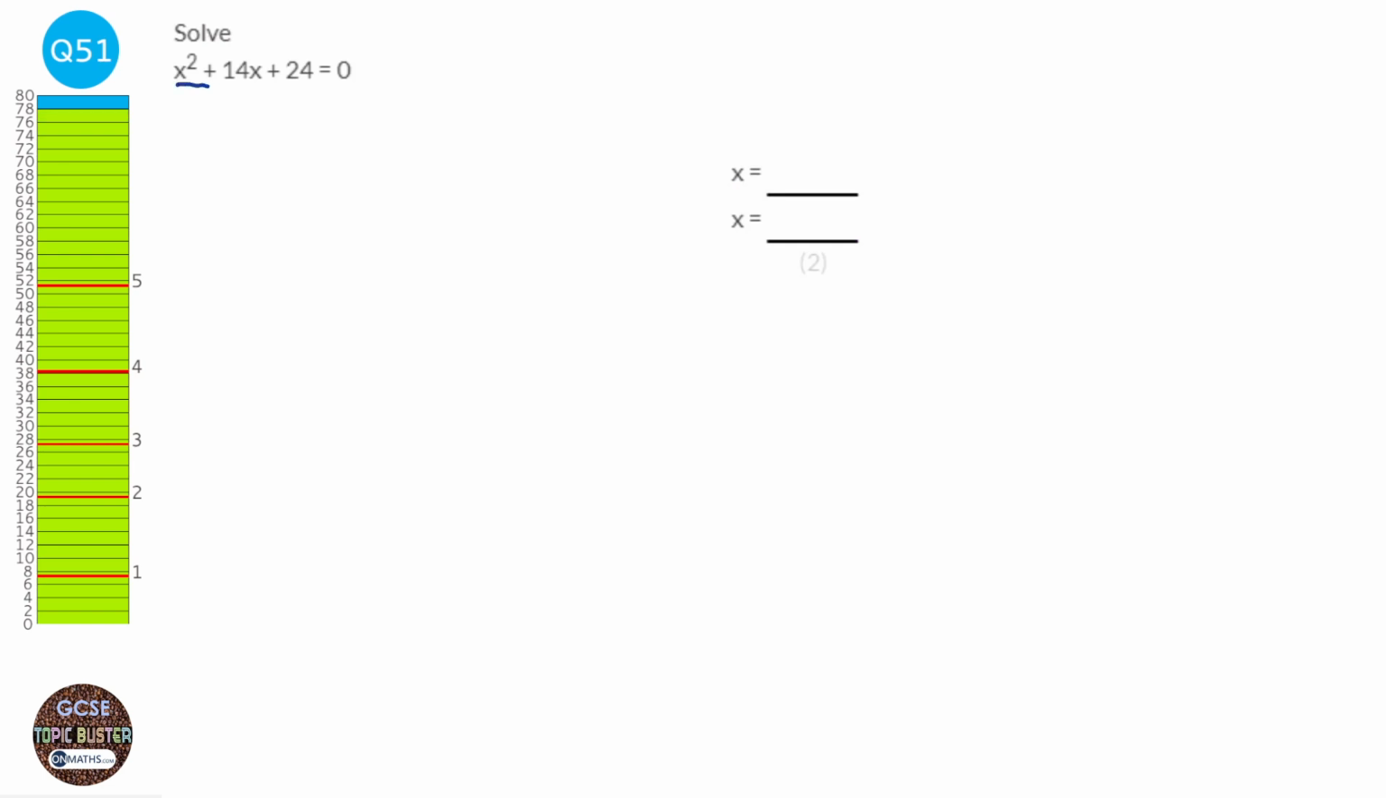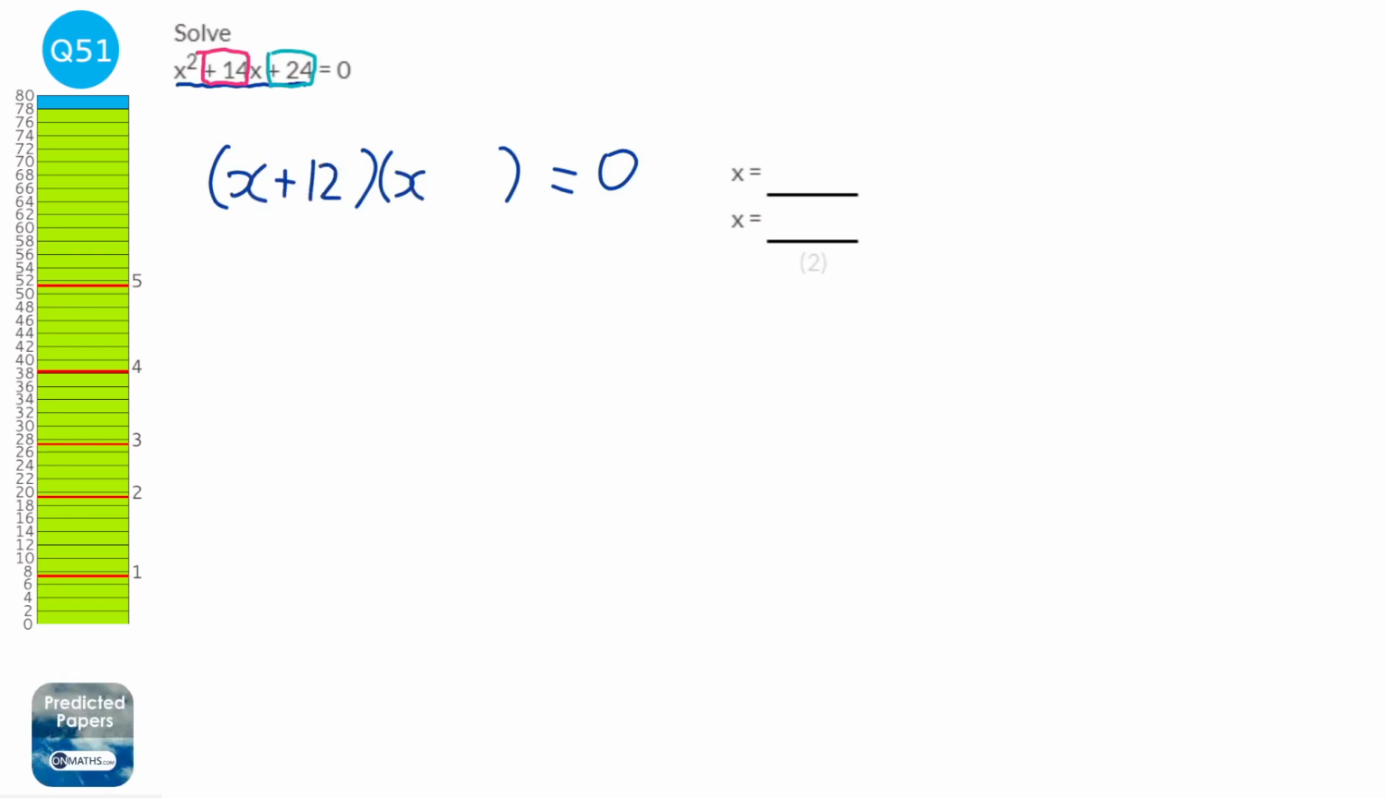So we've got to get the left hand side factorised, so we put down two sets of brackets, and we're looking for two numbers that multiply together to make that 24 and add together to make the 14, and we're going to have an x at the start of each of those brackets. So 12 and 2 would multiply to make 24 and add together to make 14, so plus 12 plus 2.